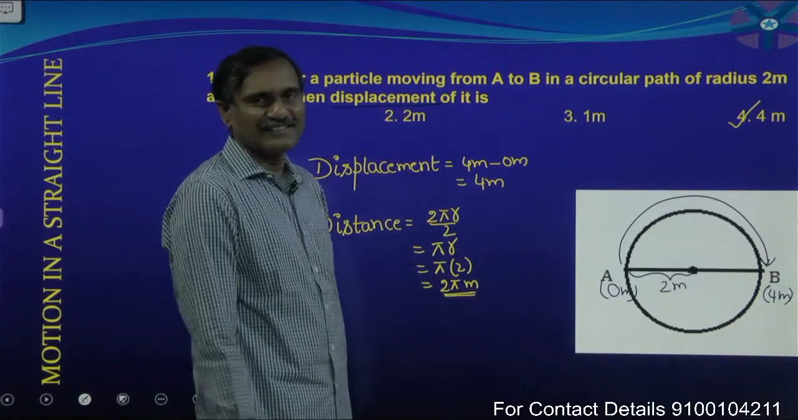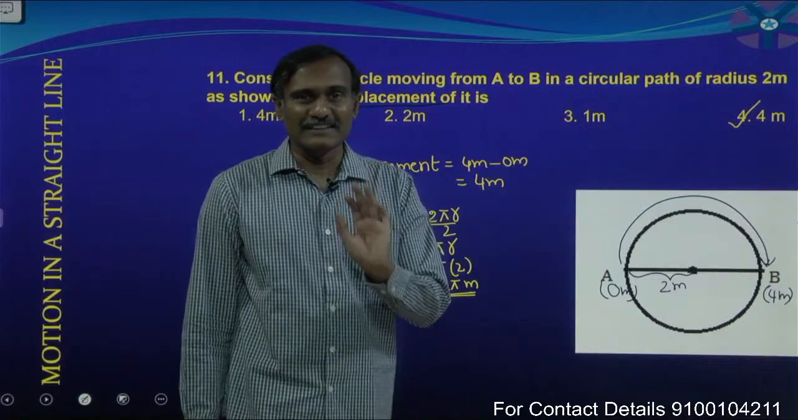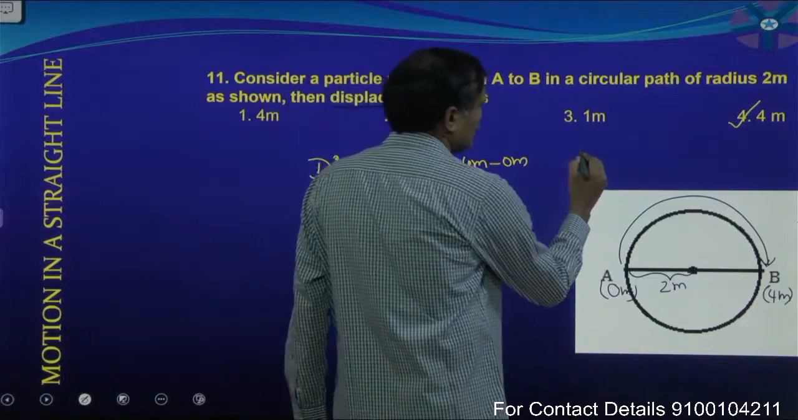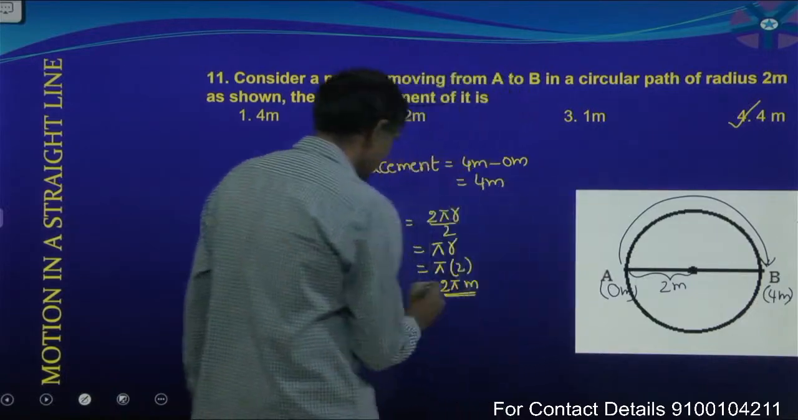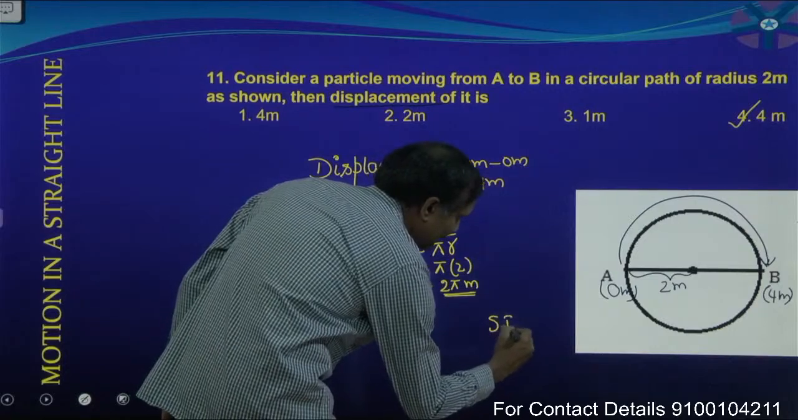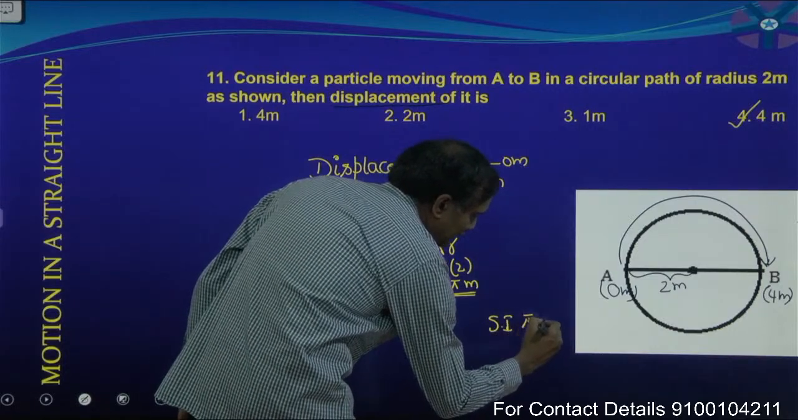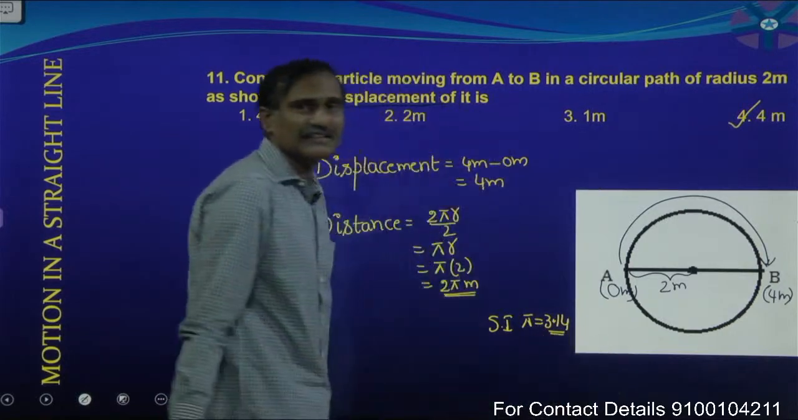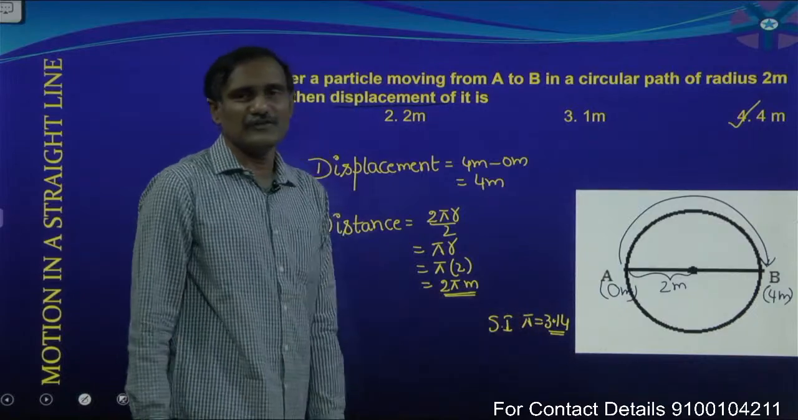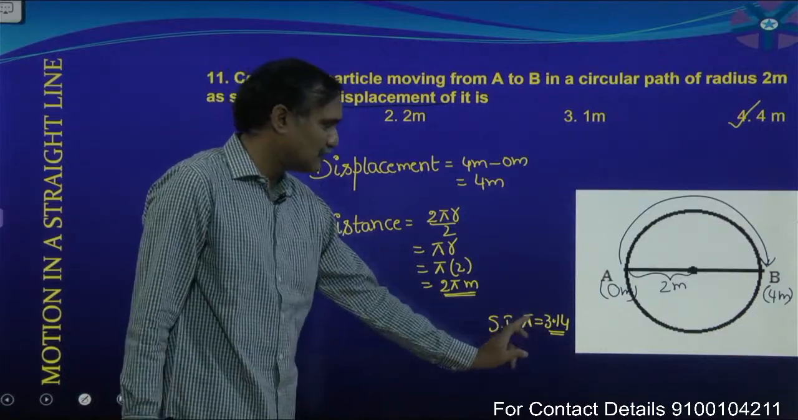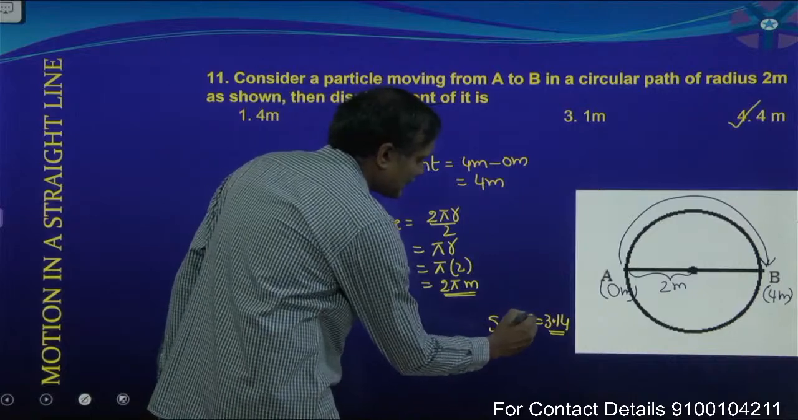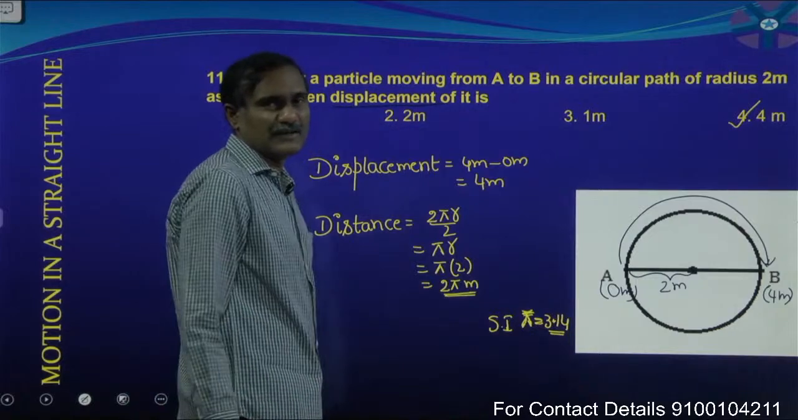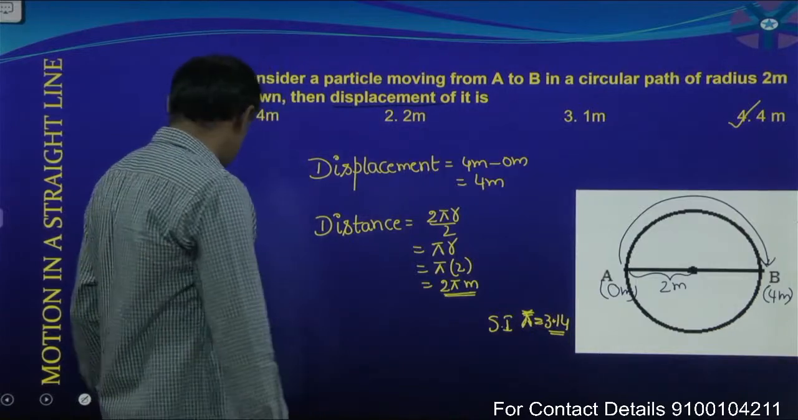Remember that. Okay, in case of SI units, remember that pi is equal to 3.14. You consider pi as 3.14. It is the standard value of pi. Pi means 22 by 7, which is approximately equal to 3.14. Remember that. Next one.